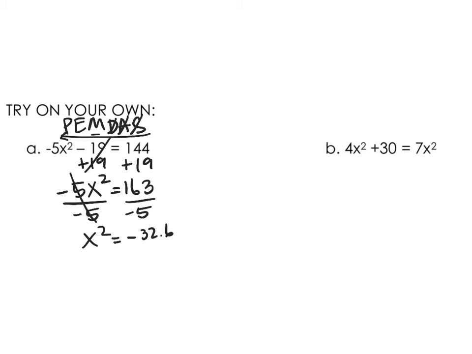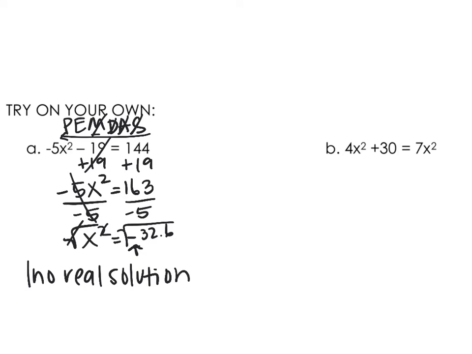If you see, the next step we're going to have to do is get rid of that exponent. And if I do that and I square root on both sides, I see that I have the square root of a negative number. If I were to type that into my calculator, we know that we are not able to do the square root of a negative. So I would say this is no real solution because we cannot take the square root of a negative number.